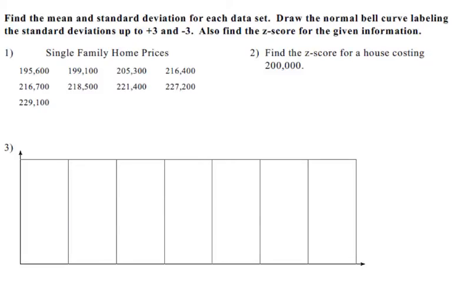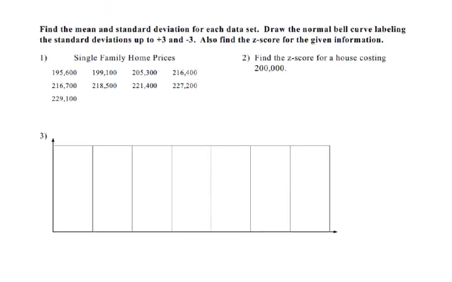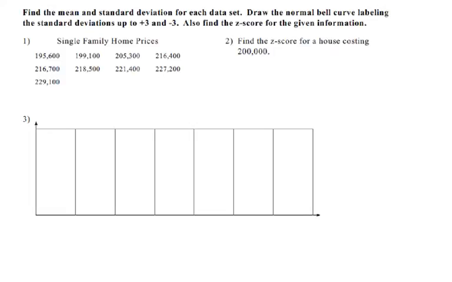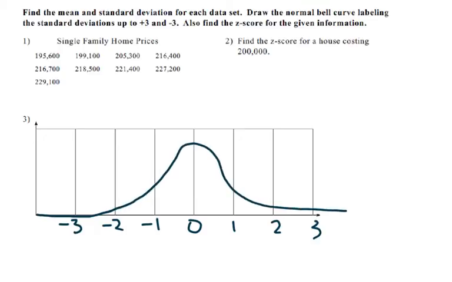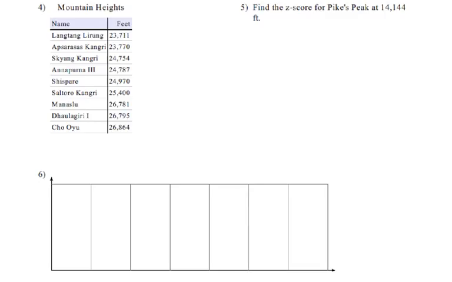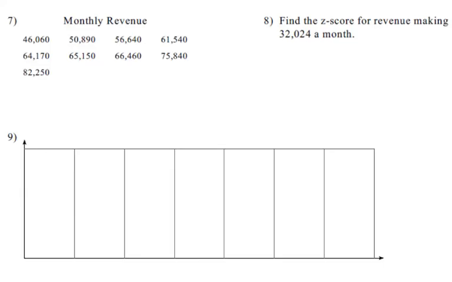Now, I've given you this paper with graphs on it, and the way I was thinking about you using it would be that this would be like -3, -2, -1, 0, 1, 2, and 3. So you draw your normal curve right there. And then we're going to have to find the mean and the standard deviation. I probably gave us way too many problems, so we're going to have to skip around on some.